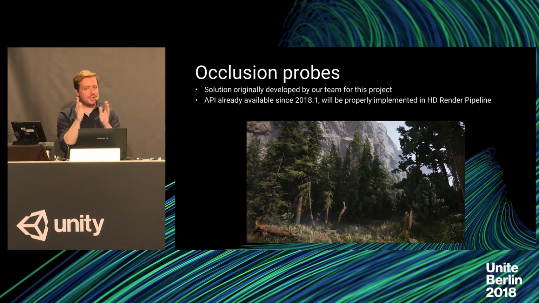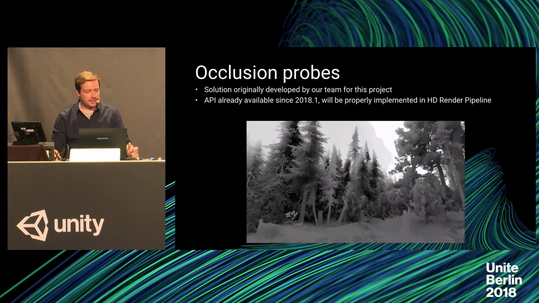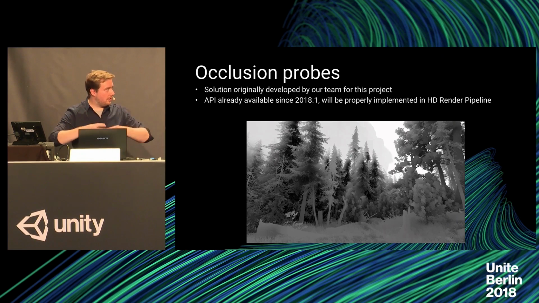So when you have two trees that are close to each other, the occlusion probes will see a lot less of the sky because of all the branches, and then it will look darker there. So here you can see the debug view called sky occlusion, that lets you see the effect of the occlusion probes on your scene.